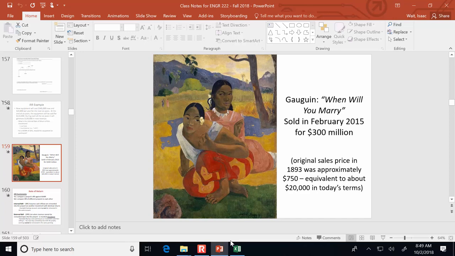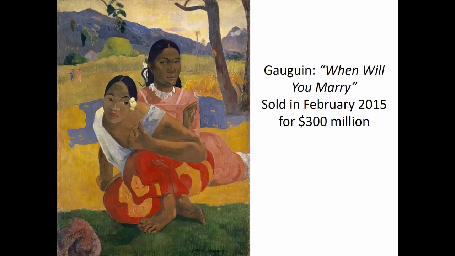IRR can only be applied when you're putting the profits into the same project or into another project that earns exactly the same interest rate. And that's rare. It really only applies to financial instruments like bonds, CDs, savings accounts, and so on, because those are the kinds of things that allow you to keep your earnings or your dividends in the same thing. Most businesses don't. So how are we going to get around the limitation of IRR?